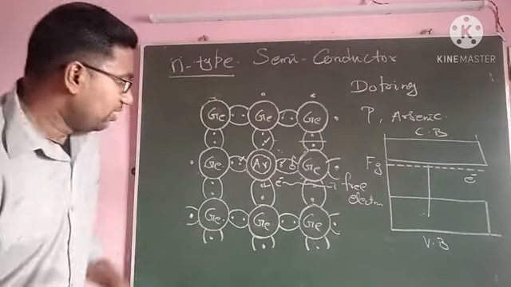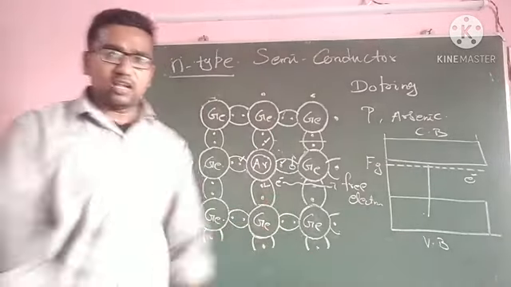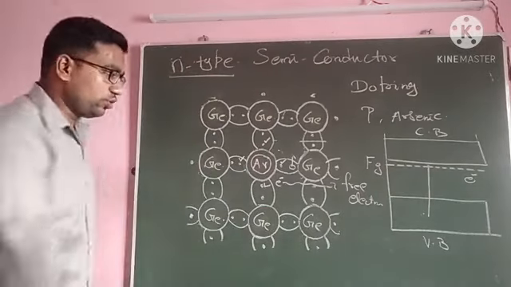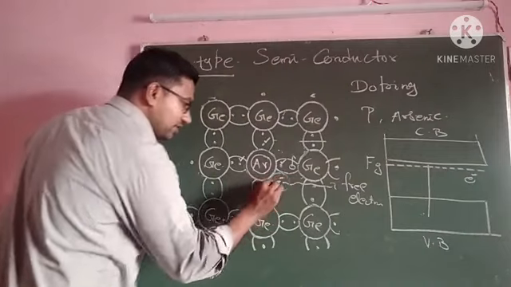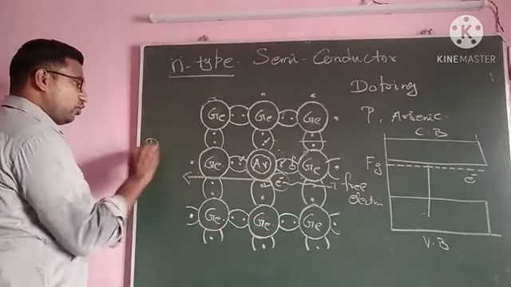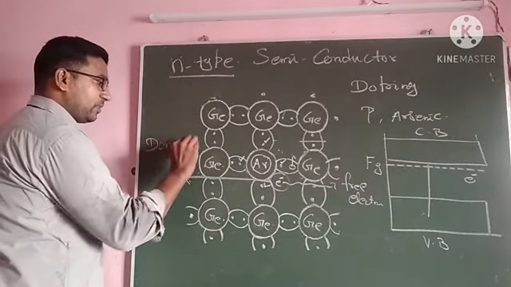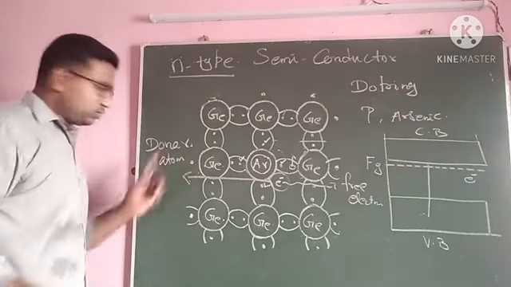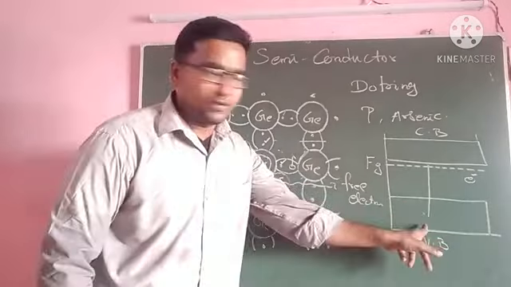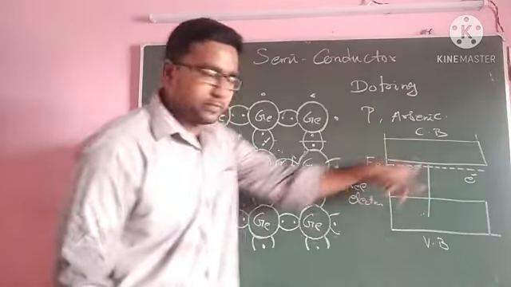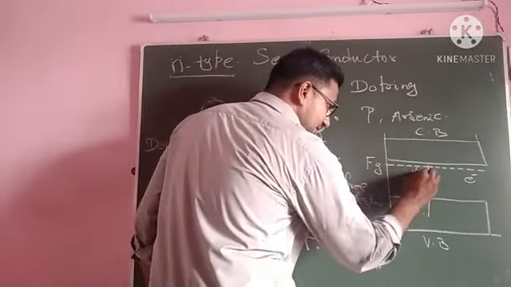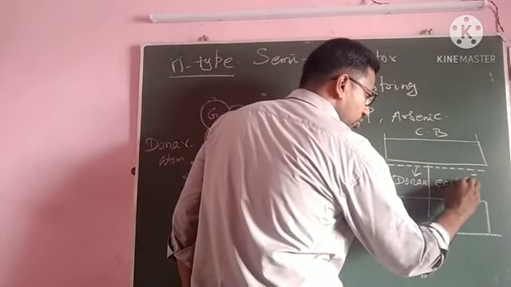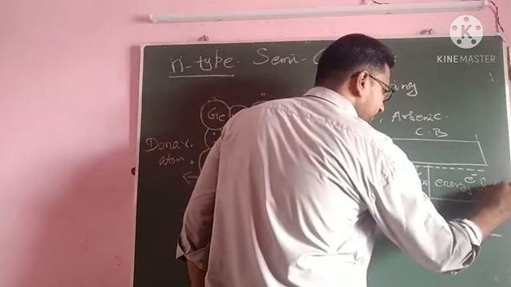So here 1 electron is extra, to provide the charge carrier and transfer the charge carrier. So the extra charge carrier can be called a donor atom. This donor atom is present in the energy level diagram just below the conduction band. So I am going to represent this as the donor energy level.